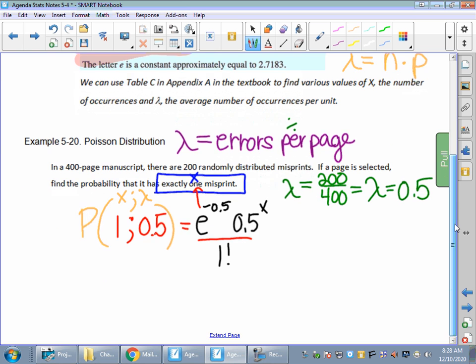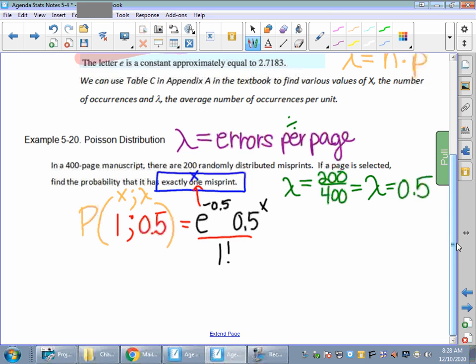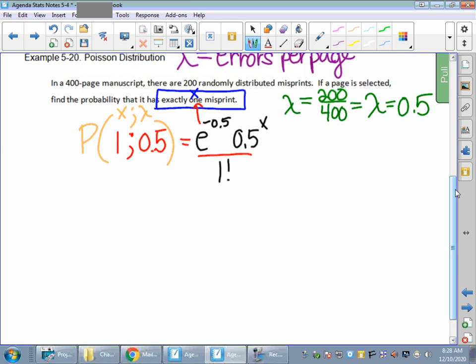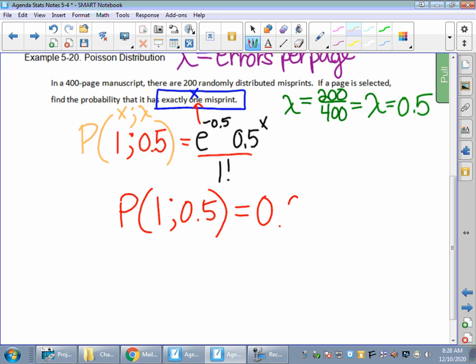Double check, find that E button. If you can't find it, please let me know. A lot of new buttons that we're using on these calculators. When I did my calculations, I ended up with the probability of 1 with a 0.5 for lambda is approximately 0.303. So a 30% probability that you are going to find one misprint on a page if you just flip that book open and look at it.